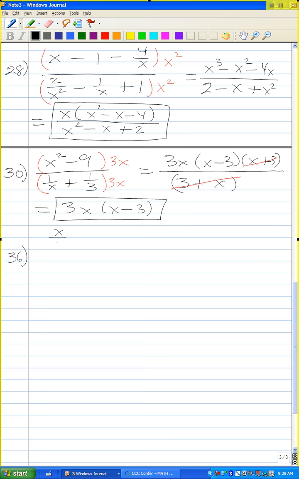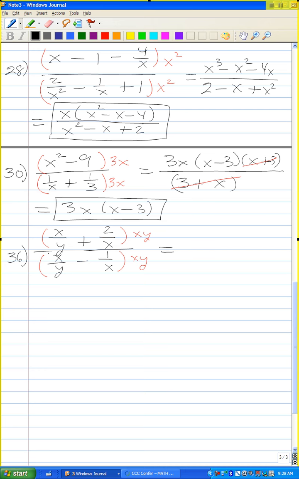x over y plus 2 over x divided by x over y minus 1 over x. So I want to simplify this. Let me multiply and divide by the least common denominator. The least common denominator in this particular case is xy. Let's multiply and divide by xy.